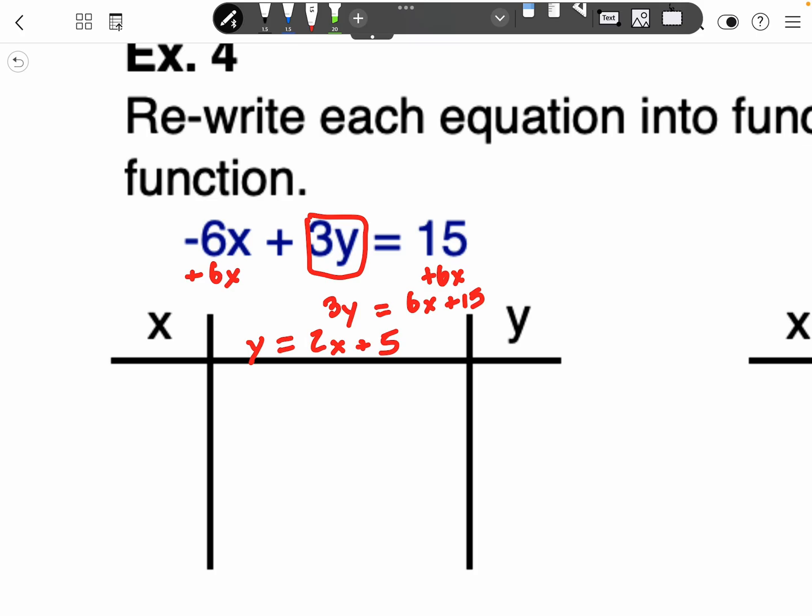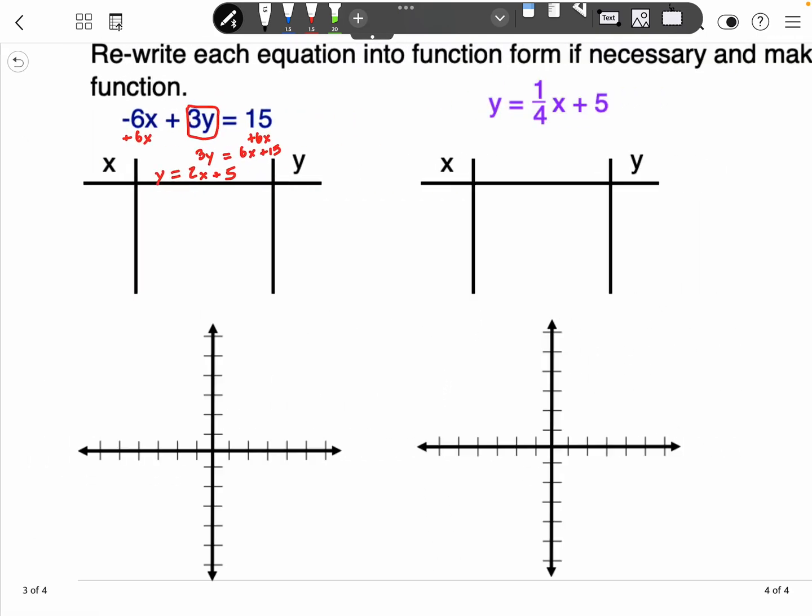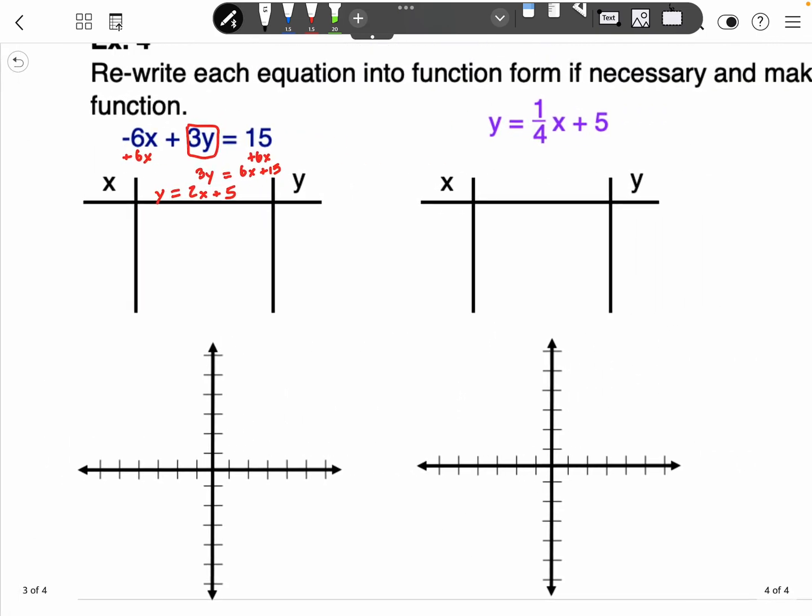So now that y is by itself, we can come up with some x values, and hopefully we get a couple that are on our graph. So I'm going to start with 0. I like to do 0 first every time. So we're going to have 2 times 0 is 0 plus 5. That's on there. I'm going to go over 0, up 5. I'm going to try -1. So 2 times -1 is -2, plus 5 is 3. So -1, 3.